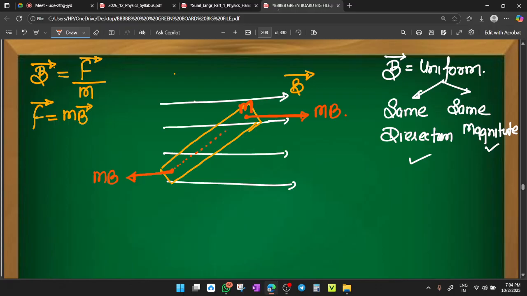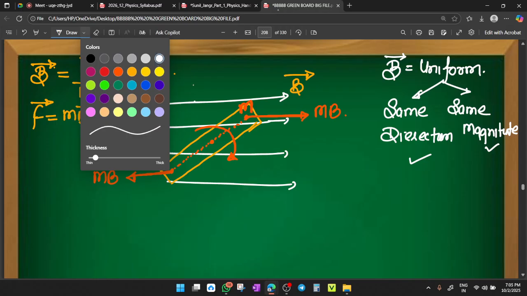So you see, there are two equal and opposite forces acting upon this magnet. So certainly this magnet will revolve in this direction, the clockwise direction. Why? Because a torque will be produced, because equal and opposite forces are acting in different directions.